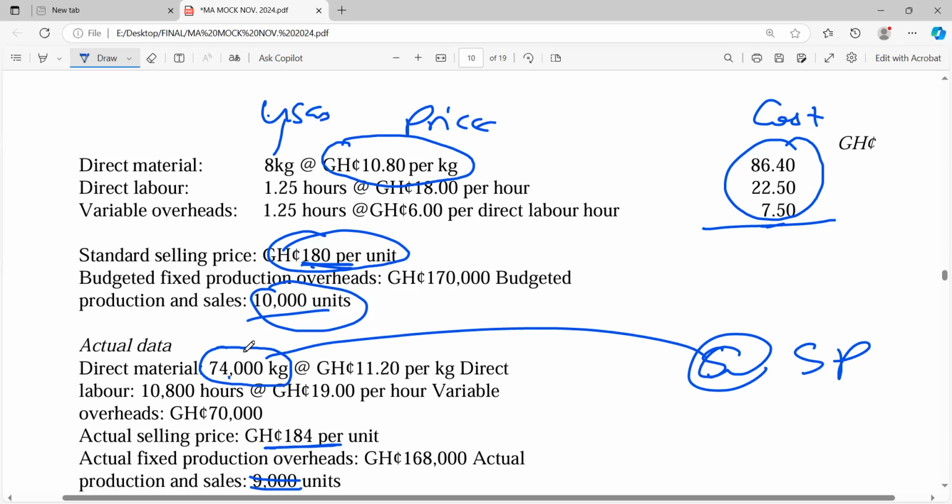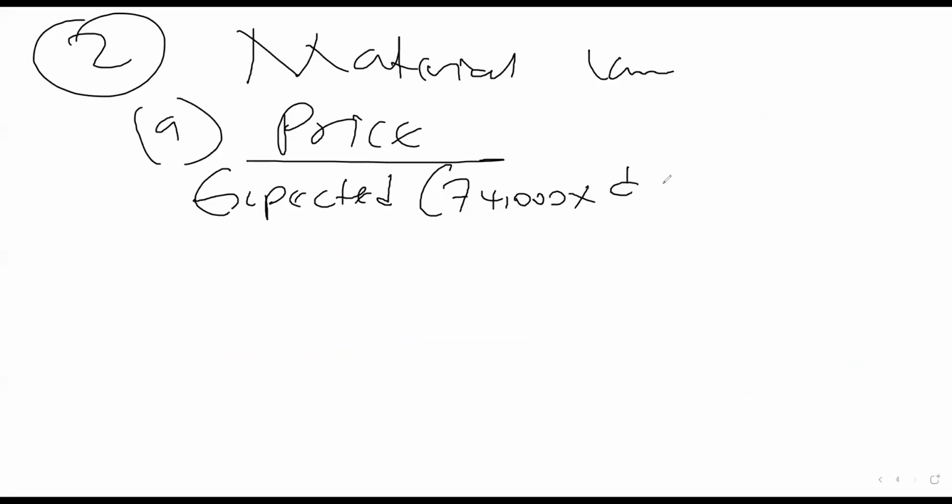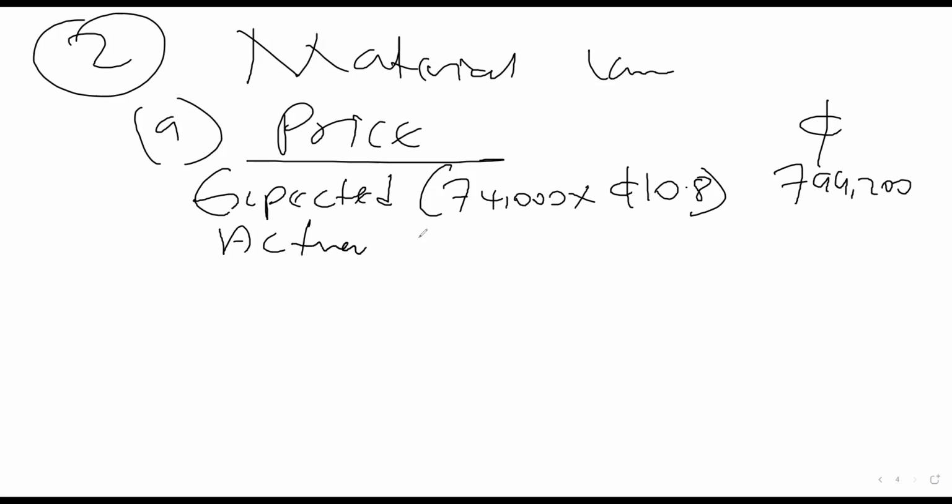So you multiply 74,000 times 10.80. This is what you get: $799,200. Okay, then you pick the actual material cost.